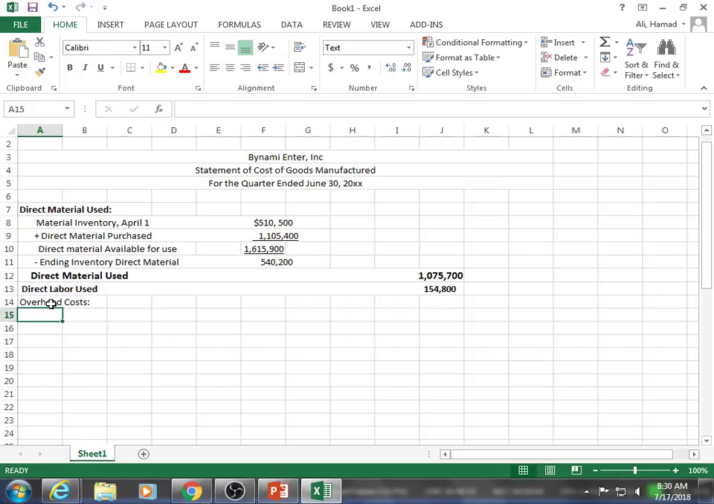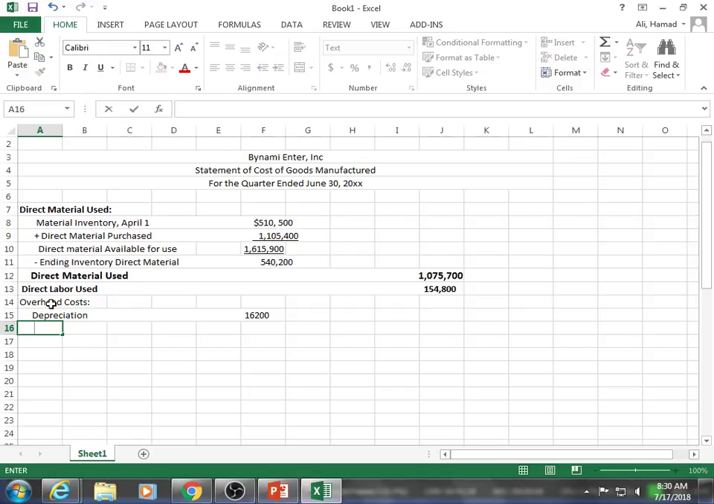The indirect material, indirect labor. Yeah, the indirect labor cost. I'll start with depreciation. Okay. How much is the depreciation? Depreciation is 16,200. 16,200. All right, what's next?